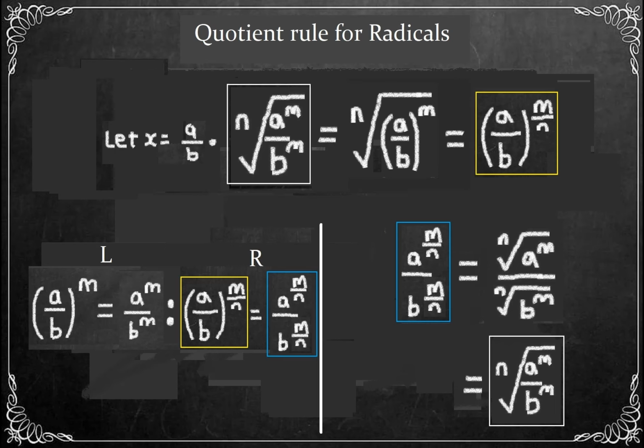Next, the first column. We know the right-hand side, the quotient rule for rational exponents, is derived from the left. Lastly, in the second column, the blue box can be rewritten as the radical expression over the radical expression. We can simplify as the nth root of the quotient a to m over b to m back to the white box, which is the quotient rule for radicals. If we were to do a proof of the quotient rule for radicals, we could refer to the definition of radicals as rational exponents. We already did a study in the previous video.